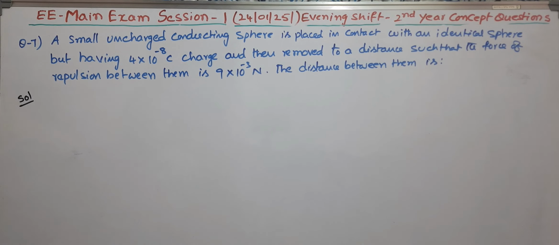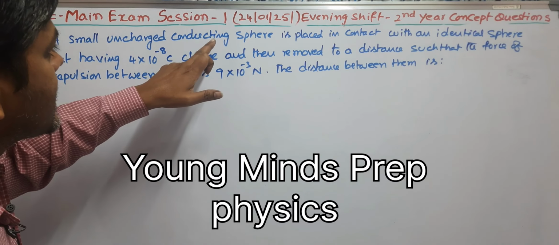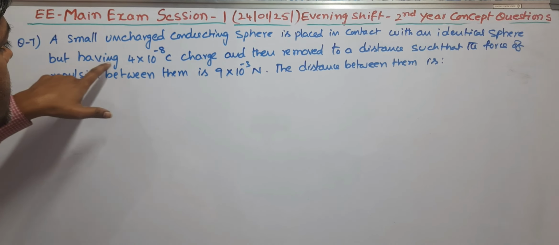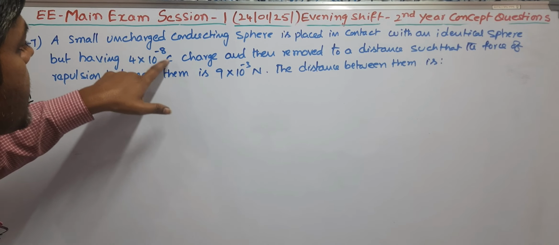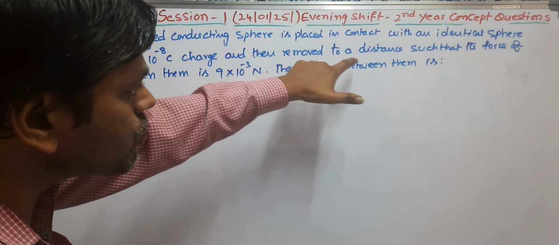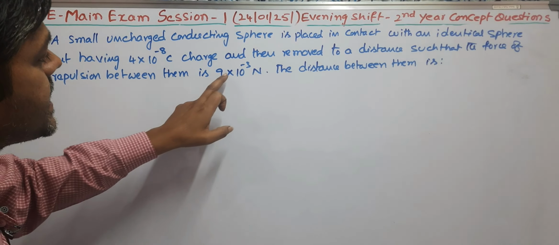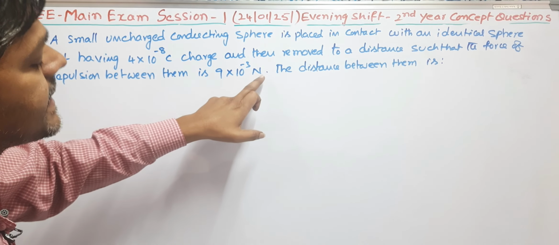Okay, the seventh question. A small uncharged conducting sphere is placed in contact with an identical sphere but having 4 into 10 power minus 8 coulomb charge and then removed to a distance such that the force of repulsion between them is 9 into 10 power minus 3 Newton.